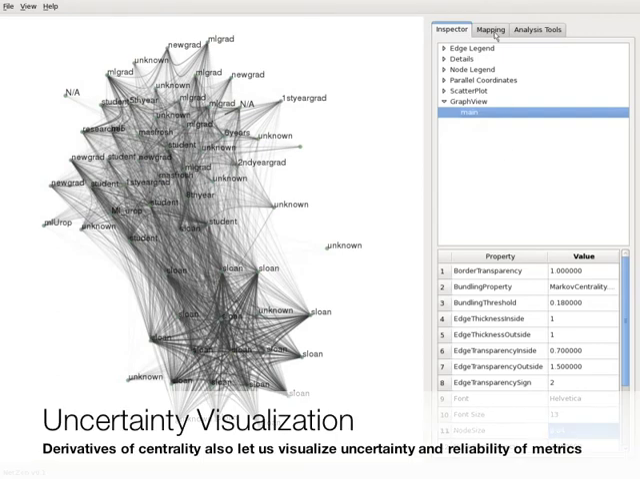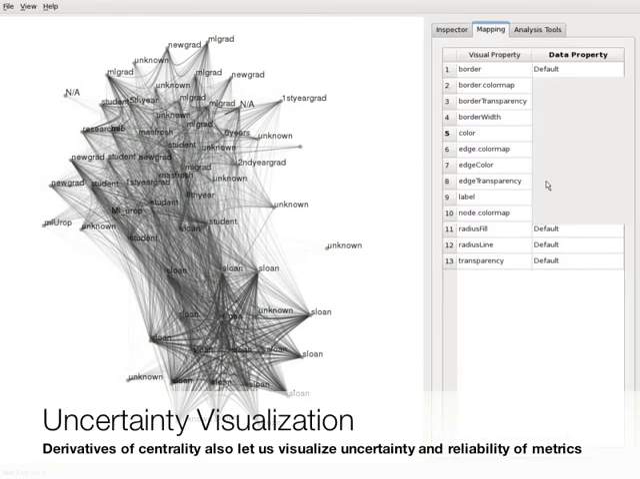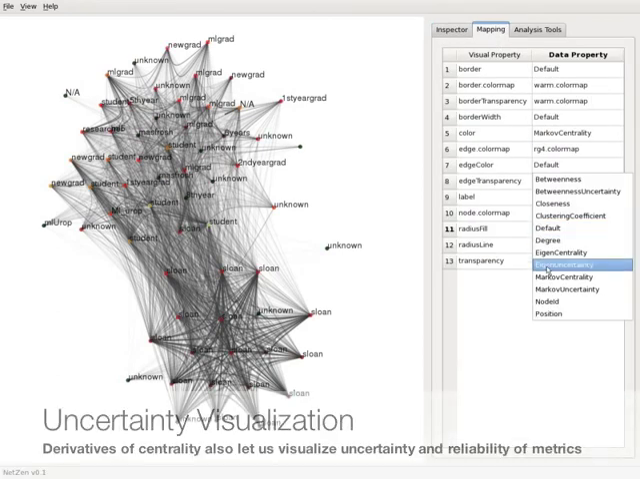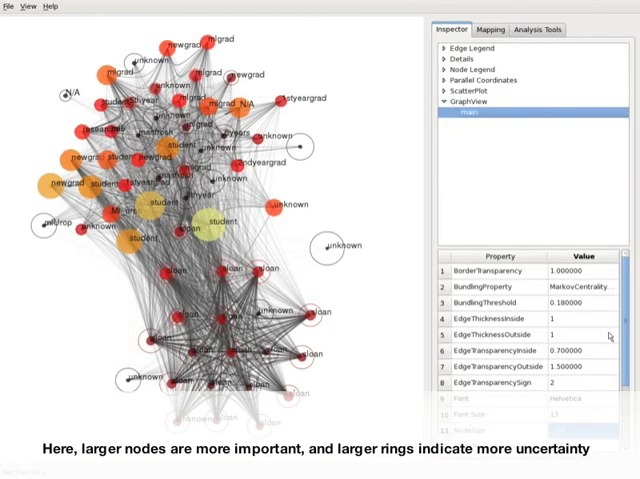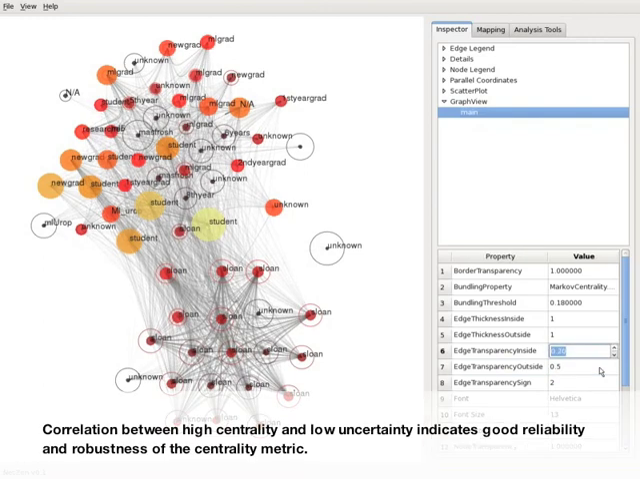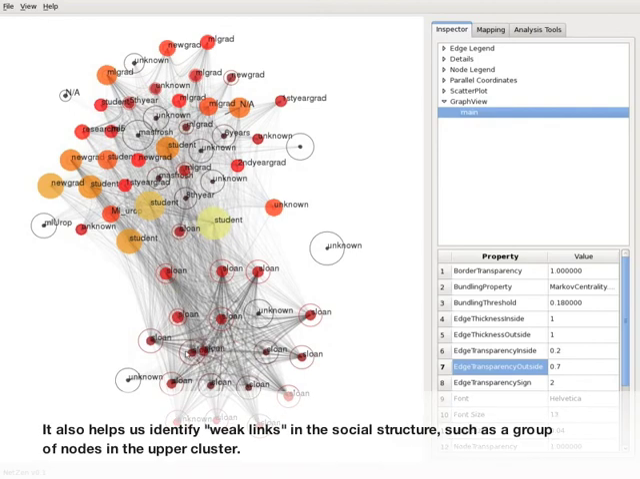Finally, centrality derivatives also let us visualize the uncertainty and reliability of various metrics. Here, larger nodes are more important, and larger rings indicate more uncertainty. The correlation between high centrality and low uncertainty indicates good reliability and robustness of the centrality metric. It also helps us identify weak links in the social structure, such as these small nodes in the upper cluster.